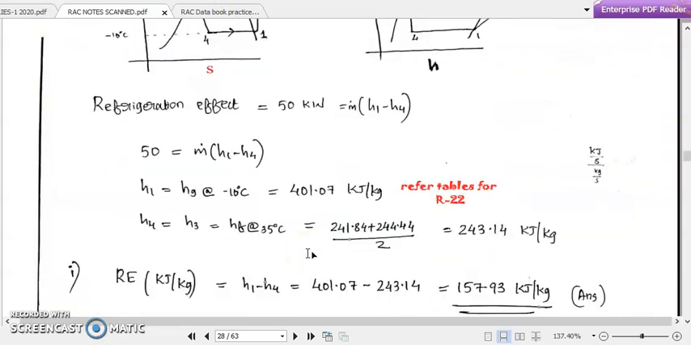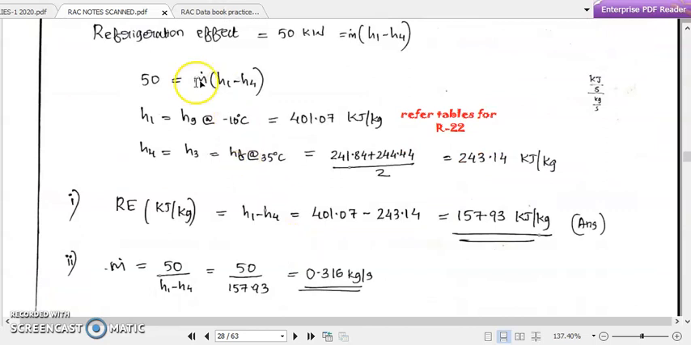That is very easy. We have already written down the relation for refrigeration effect like this: 50 equals m dot into H1 minus H4. H1 and H4 we have already found out, so the only unknown term here is m dot. We can cross multiply 50 by H1 minus H4. That will be nothing but 0.316 kilogram per second.